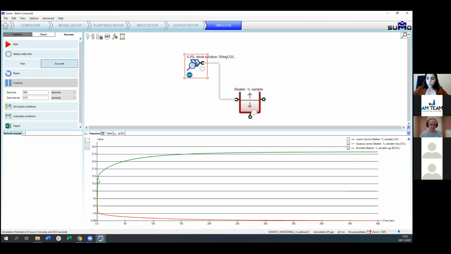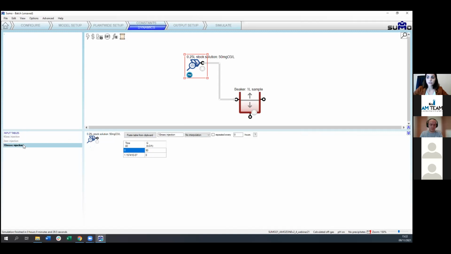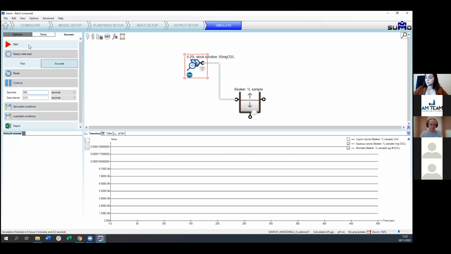In terms of bromate formation, we can see the bromate is formed within the very first seconds. It's already 18 micrograms per liter, and then it gradually increases to 28 micrograms per liter by the end of the experiment, due to the presence of residual ozone. But now let's see what happens if we increase the injection time. We are now injecting the ozone stock solution, same volume and same concentration, within 2 seconds. Let's see again what happens in terms of ozone concentration and bromate formation.